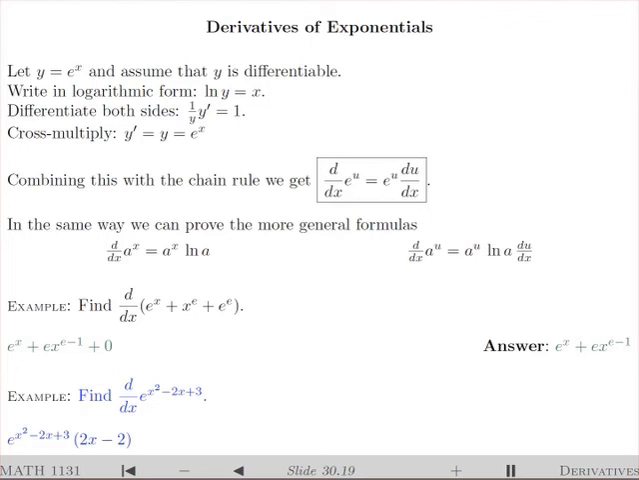This is the basic fact you need to differentiate exponential functions. And next time we will use this to differentiate more complicated expressions involving exponential functions.